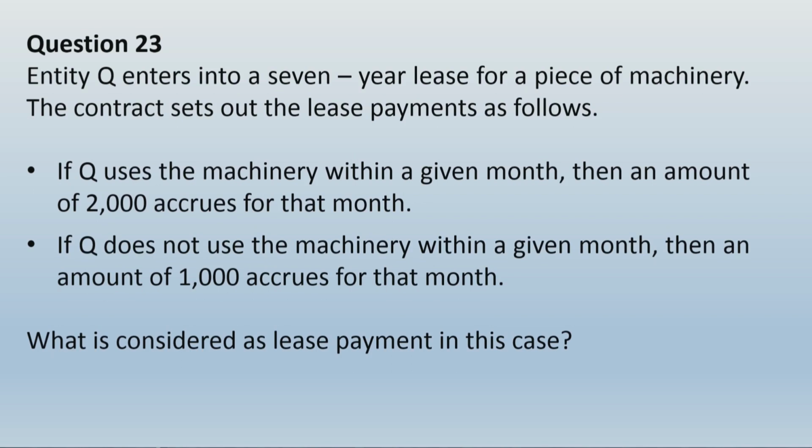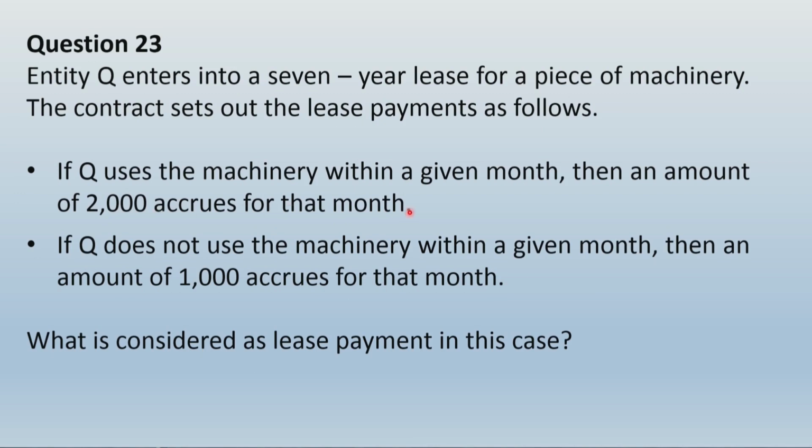What is considered as lease payments in this case? Now, in order to analyze this whole situation, what you can do is observe one thing. There are two different types of payments that can be made, either 1000 per month or 2000 per month.